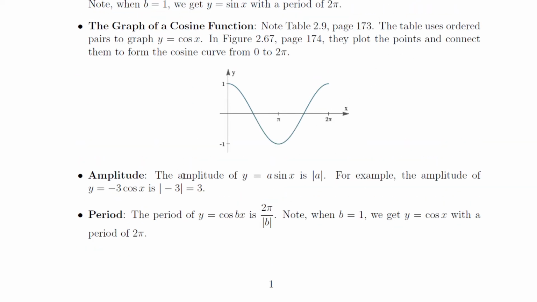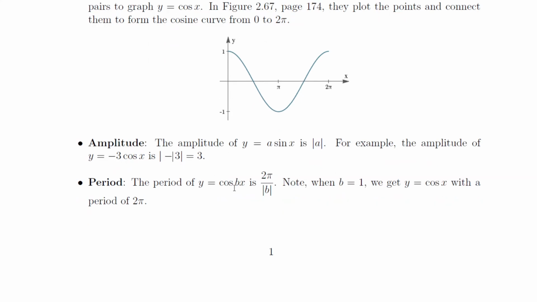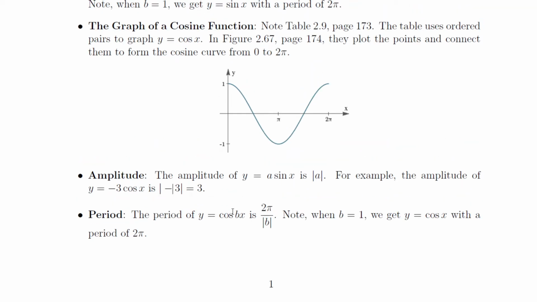The amplitude, by the way, of the graph of cosine is identical. It's the exact same thing as it is for sine. So the amplitude is going to be based upon the value in front. It's the absolute value of A, and it's also the gap between the maximum and minimum points divided by 2. So here the amplitude is going to be 3 for negative 3 cosine of x. The period is going to be pretty much identical, exactly the same thing as it is for sine. It just looks a little different, so you just have to recognize that when you take a look at it.